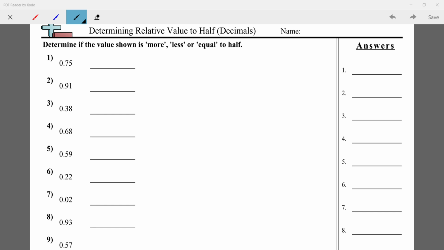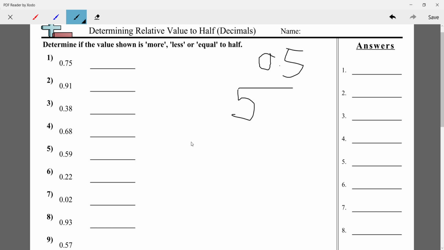All right, so today we're going to go over comparing fractions. So it says determine if the value shown is more, less, or equal to half. Now, as we know, a half is 0.5, or 5/10, right?